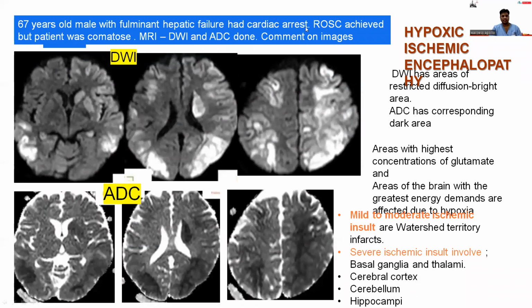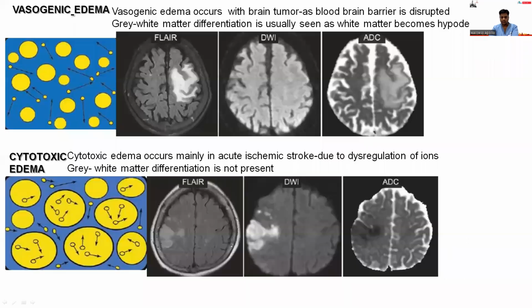This is a post cardiac arrest patient where you see large hyperintense areas in diffusion weighted image and ADC. This is because of failure of the brain cells because of anoxia and decreased blood supply, and severe ischemic insult involves the brain, basal ganglia, cerebral cortex, cerebellum, and hippocampi.